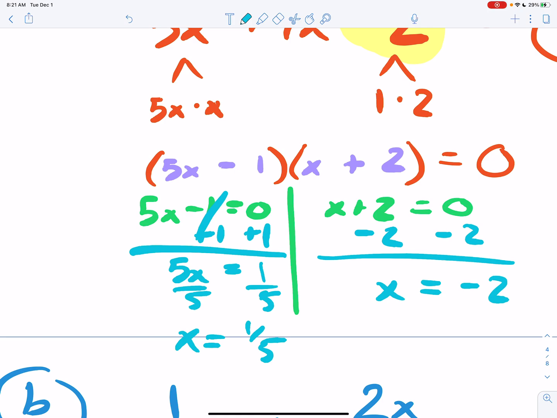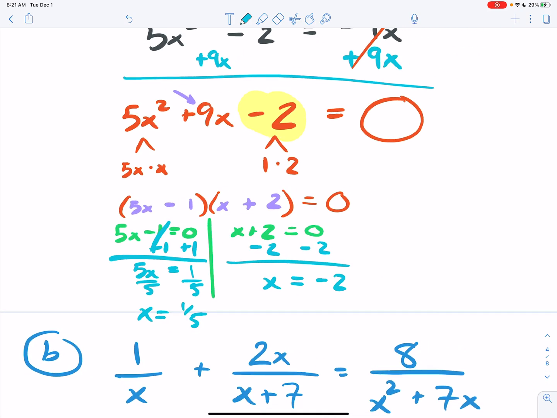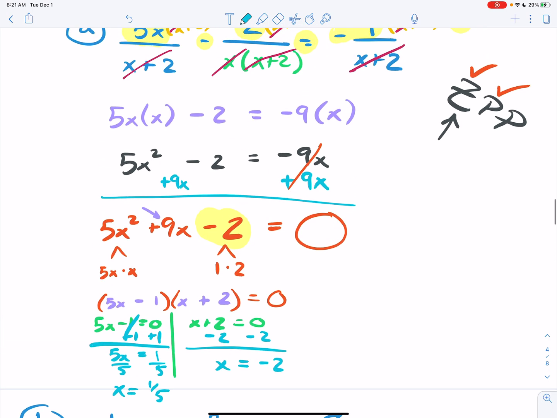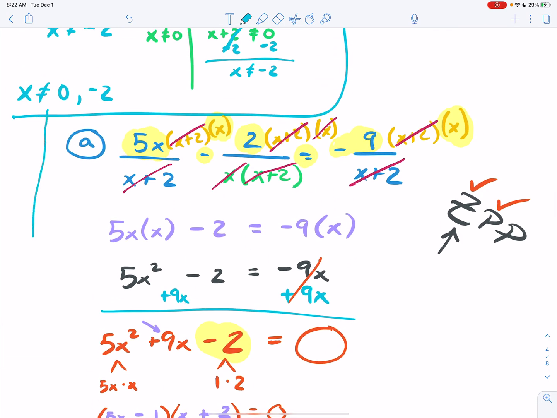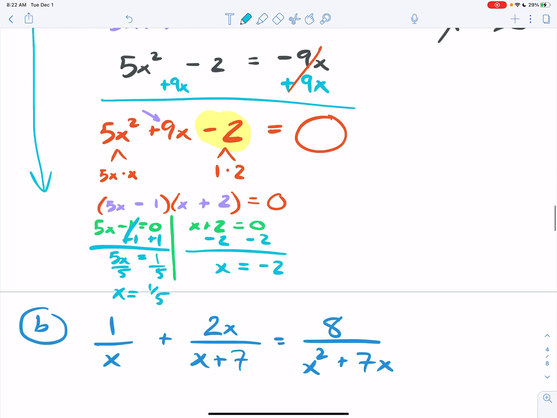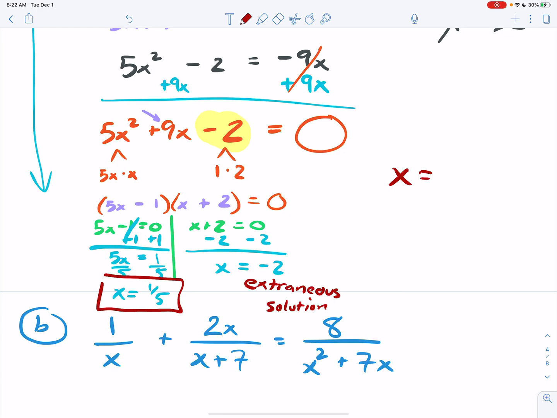Now before I box my two answers, I have to make sure, does it conflict with what I had at the beginning? So let's go back. X cannot be 0 or negative 2. Negative 2. I ran into a conflict here, so we cannot use that answer. So what do we call it? Look back if you need to. This will be your extraneous solution because it's an extra answer that does not work. So really, we only have one good answer, 1/5. So on Delta Math, you would just type x equals 1/5. And that's it.